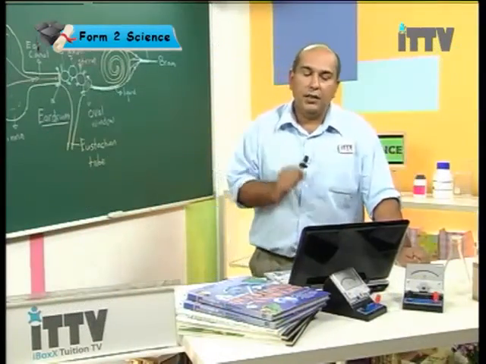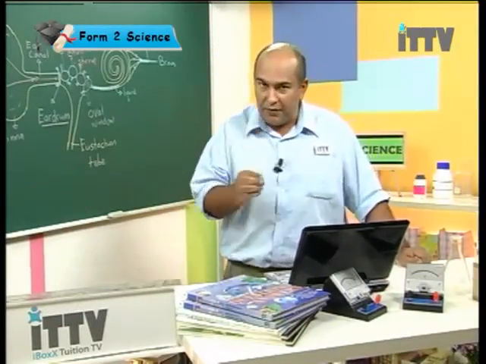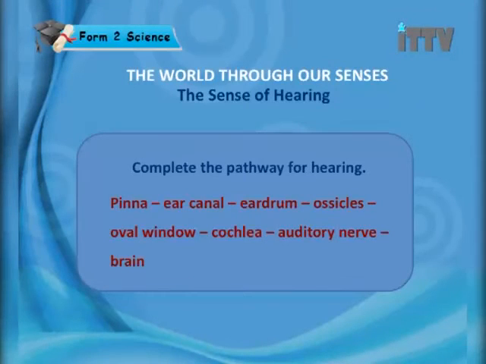Please remember the pathway for hearing. It's very important. Pinna, ear canal, eardrum, ossicles, oval window, cochlea, auditory nerve, and brain.